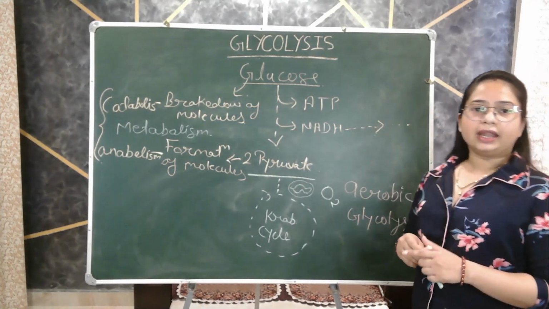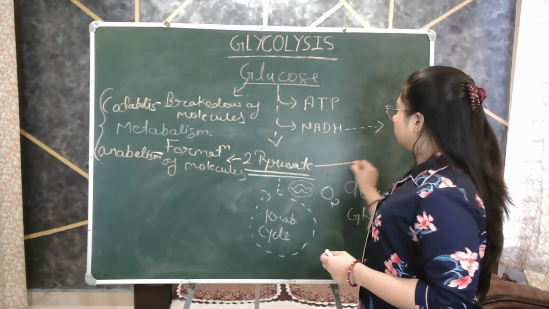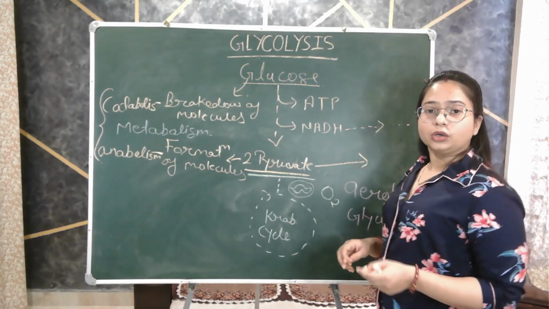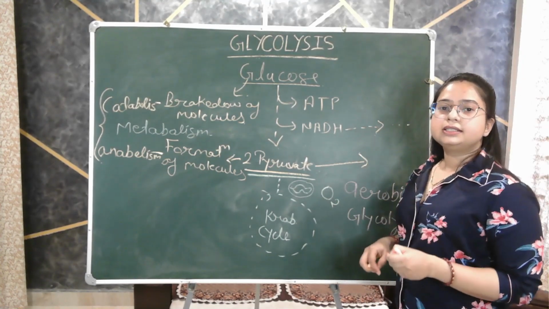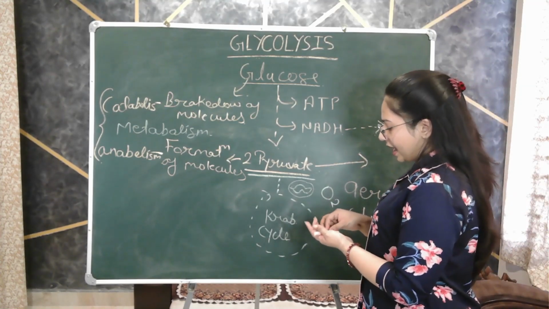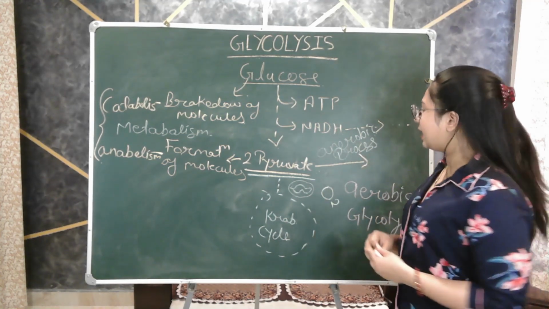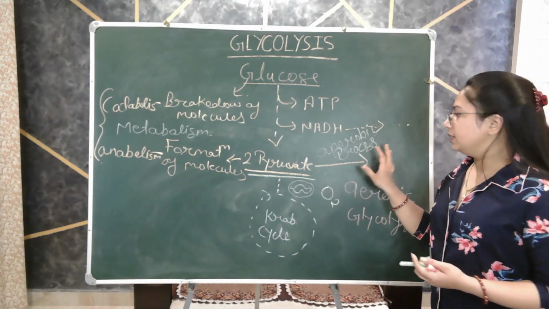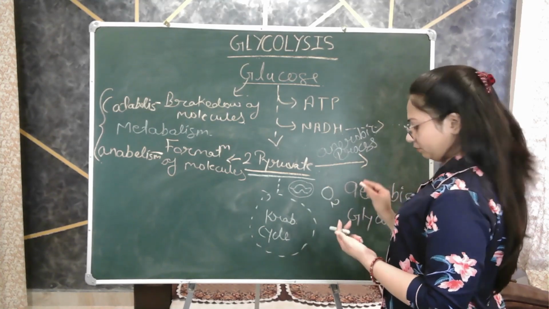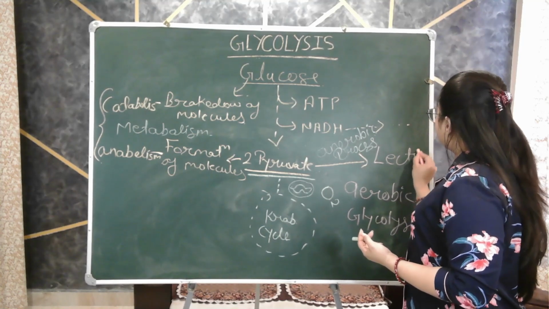On the other hand, the two pyruvate molecules may go into a process in which mitochondria and oxygen are absent. This type of process is known as the anaerobic process or anaerobic glycolysis. In this process, the two pyruvate molecules are converted into lactic acid.